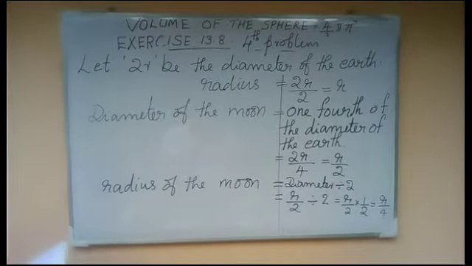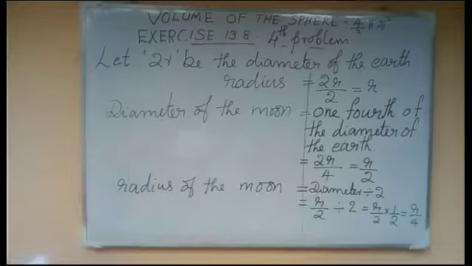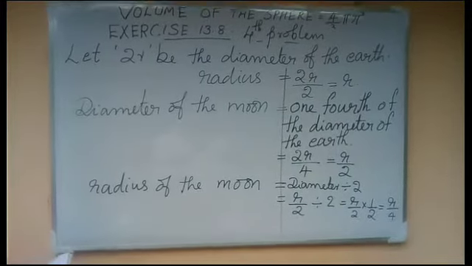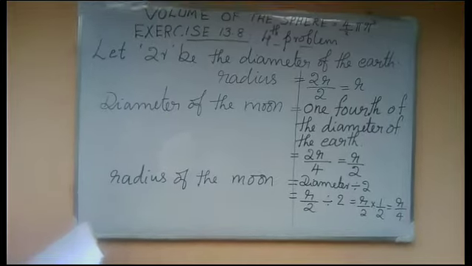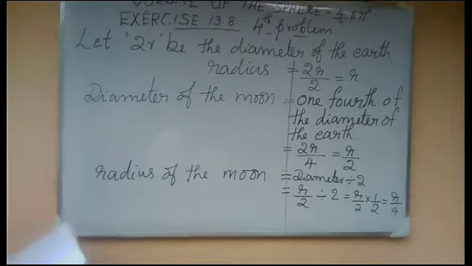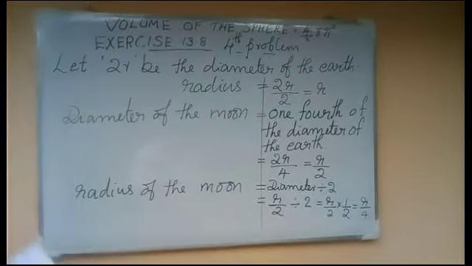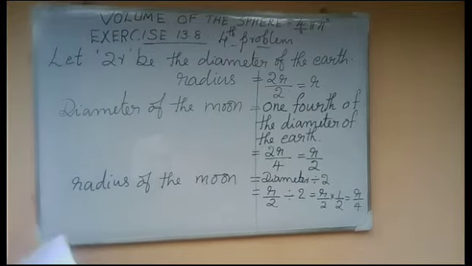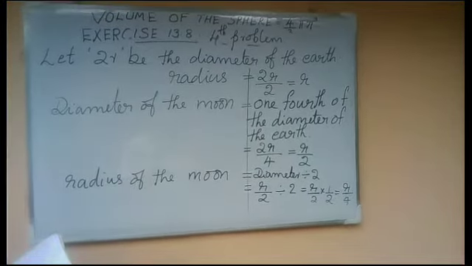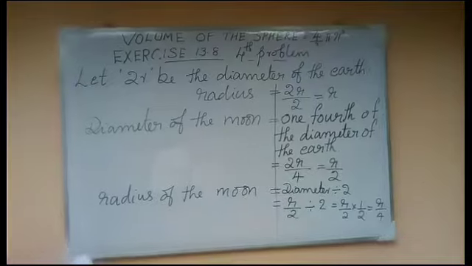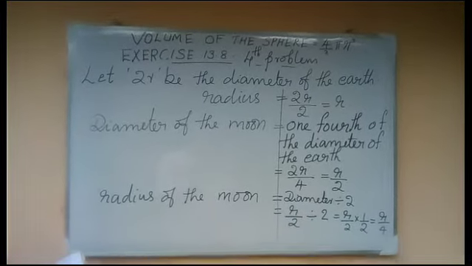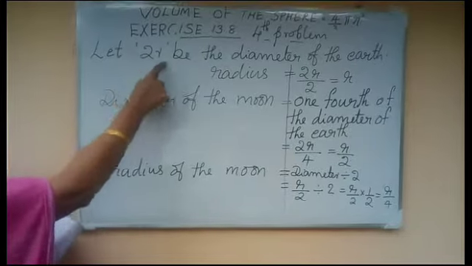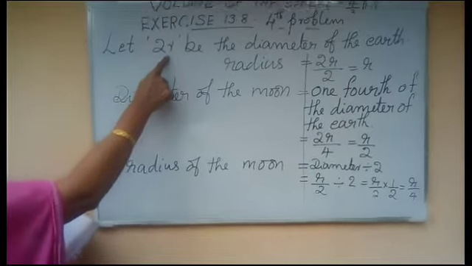So what will be radius? Radius is equal to half of the diameter. So it is 2r by 2 is equal to r. Then what is the condition given in the question? Look at the question. Diameter of the moon is equal to 1/4 of the diameter of the earth. So we take diameter of the earth as 2r.